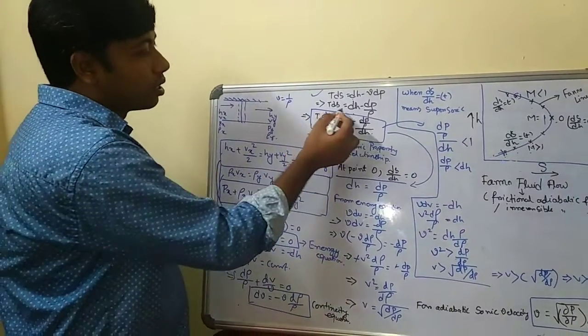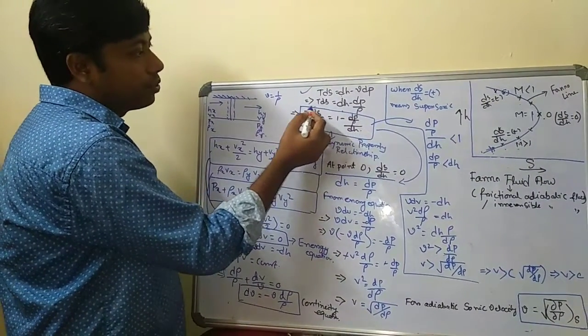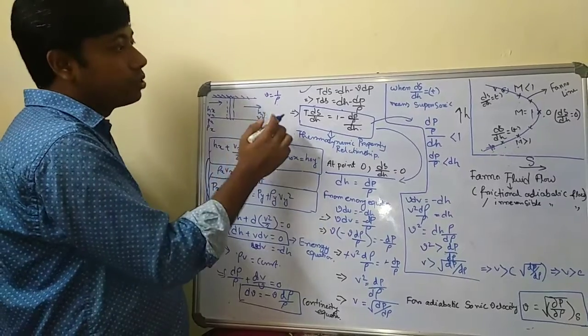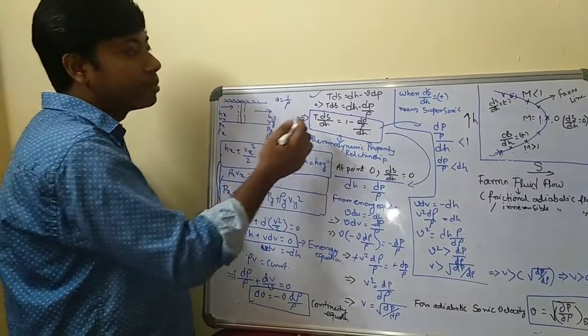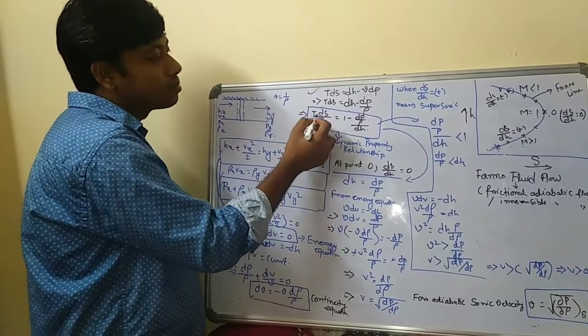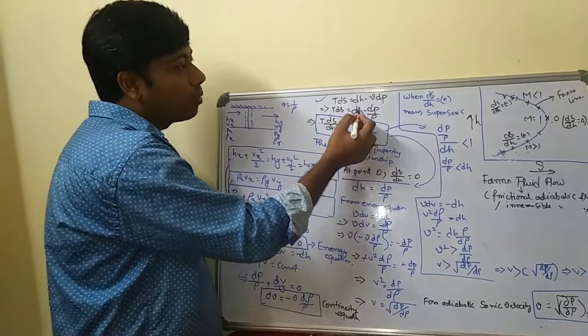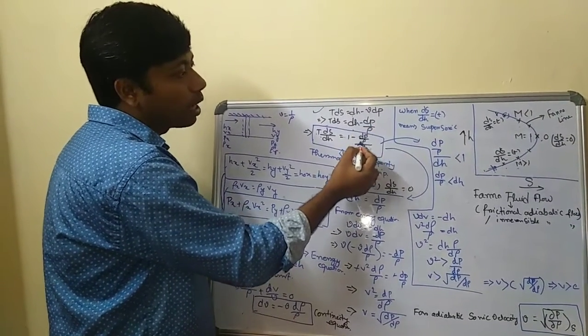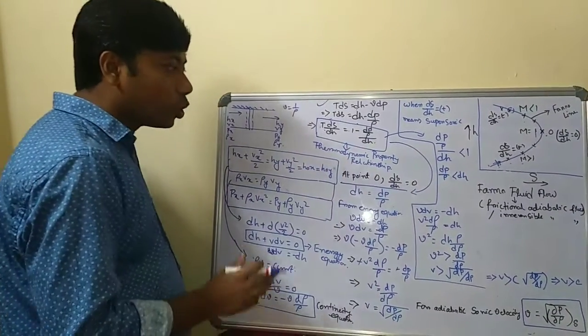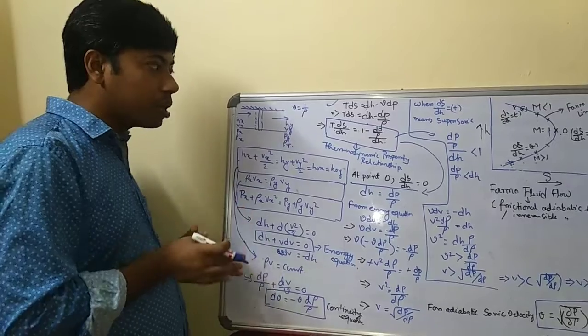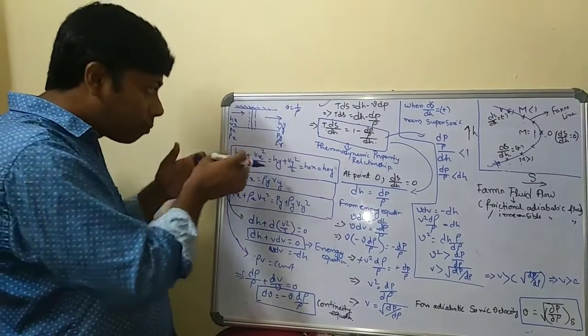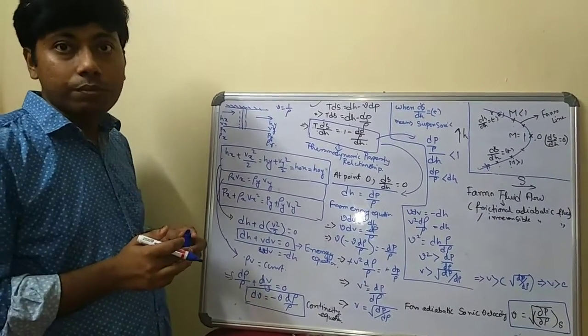Now, if you divide both sides by the dH term, the expression will be TdS by dH is equal to 1 minus (dP by rho) divided by dH. So this is another form of thermodynamic property relationship in the context of compressible fluid flow.